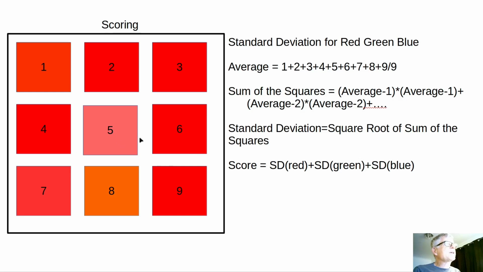If these pixels were all the same colour, the average would be the same, the difference would be 0, and the standard deviation would be 0. If they're drastically different, then the standard deviation would be enormous, because the difference between the average and each individual pixel, whether larger or smaller, would give us a larger value. So the final score for this set of 9 pixels is the standard deviation of the red value, the standard deviation of the green value, and the standard deviation of the blue value. And that's how I've scored them.